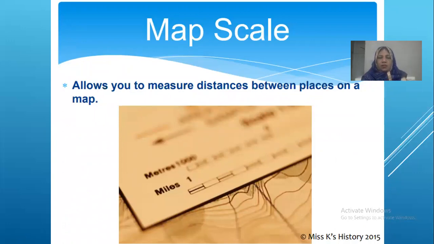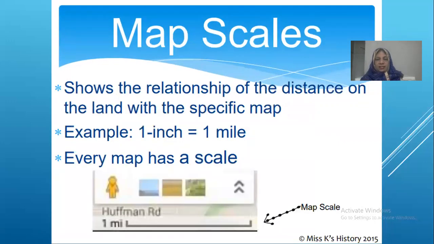Map scale allows you to measure distances between places on a map. So through it we can measure the distances. For example, these are the lines, road lines or highway lines. These roads are very long, and we cannot draw these long roads on a map. So they are converted into a smaller scale, then drawn on a piece of paper in a map. Map scale shows the relationship of distances on the land with the specific map.